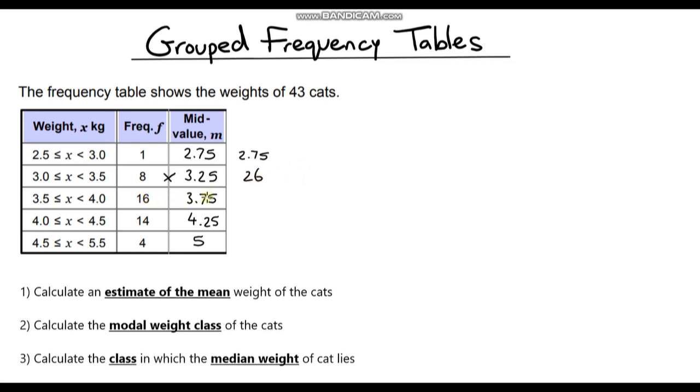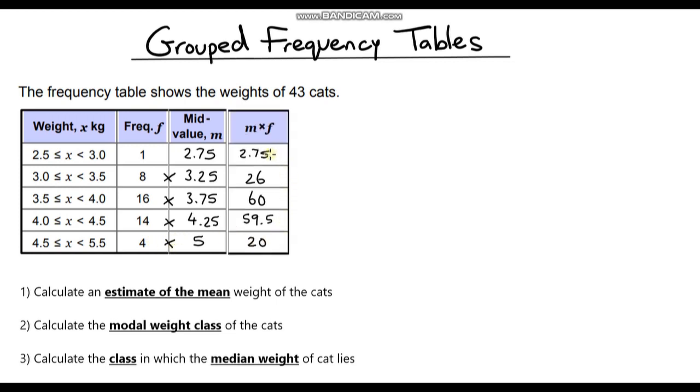To work out the total weight of all 16 of these cats, we're just going to multiply again. So 16 times 3.75 gives us 60 kilograms. Notice I'm just multiplying the frequency by the midpoint. The next one is 14 times 4.25, which is 59.5. And finally, 4 times 5 gives me 20.